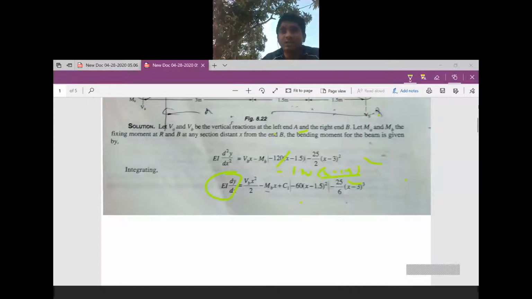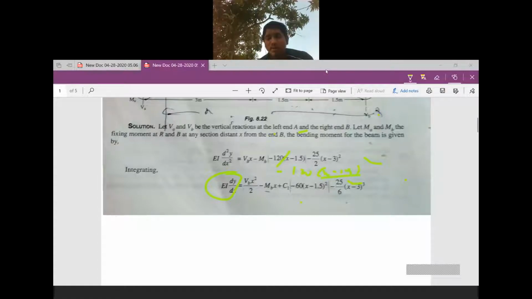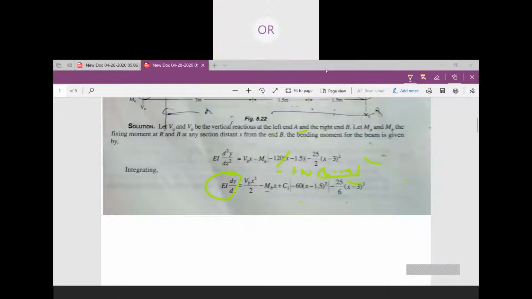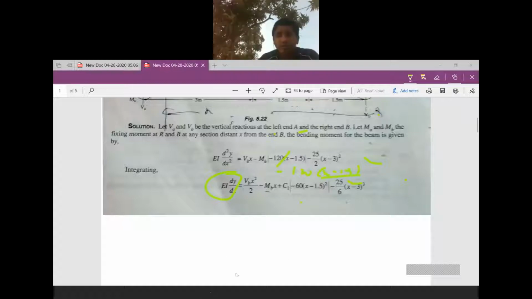Ima, ఈ సెకండ్ ఈక్వేషన్ అర్థమైందా? మా Yes, sir. సెకండ్ ఈక్వేషన్ అర్థమైంది కదా? అర్థమైంది సార్. Okay, next we will go to the next equation.